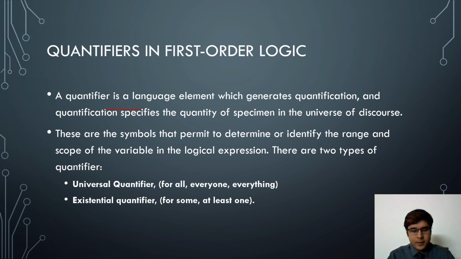These are the symbols that permit to determine or identify the range and scope of the variable in the logical expression. So quantifiers are the symbols that determine the range and scope of the variables in the logical expression that follows them. So the range can be again for all or for some, as discussed earlier. There are two types of quantifiers: the universal quantifier, which is for all, everyone and everything, or the existential quantifier, for some, at least one.